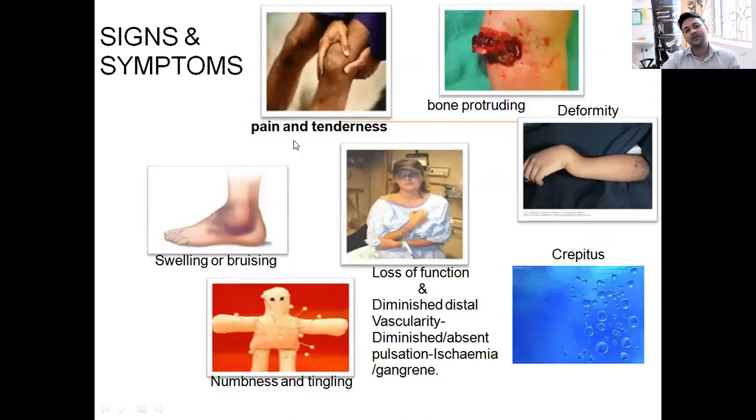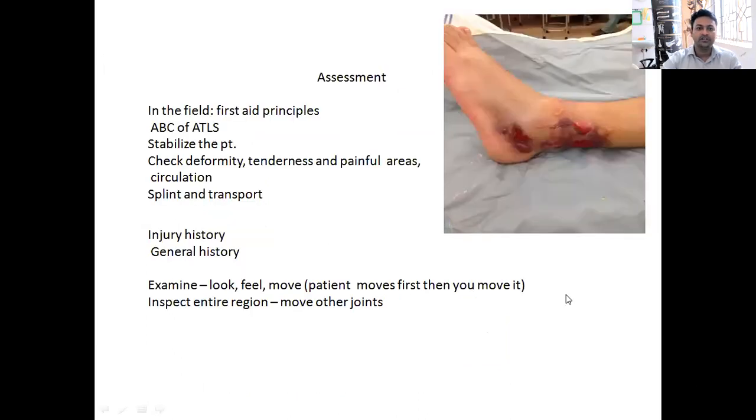Signs and symptoms of the fracture are pain and tenderness, bone protruding in open fractures, a visible deformity, swelling or bruising in the localized area, loss of function, also called loss of transmission of movement, numbness and tingling if there is a nerve compression involved, and diminished distal vascularity, diminished or absent pulsation, ischemia or gangrene, and also the crepitus, which is felt at the bony ends.